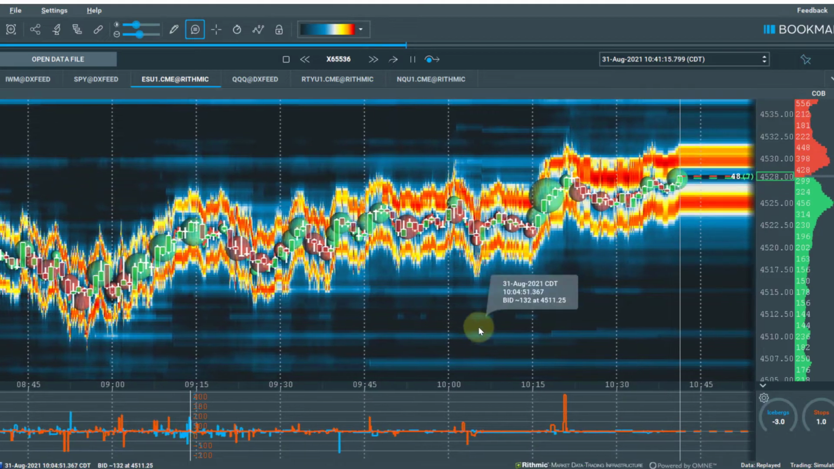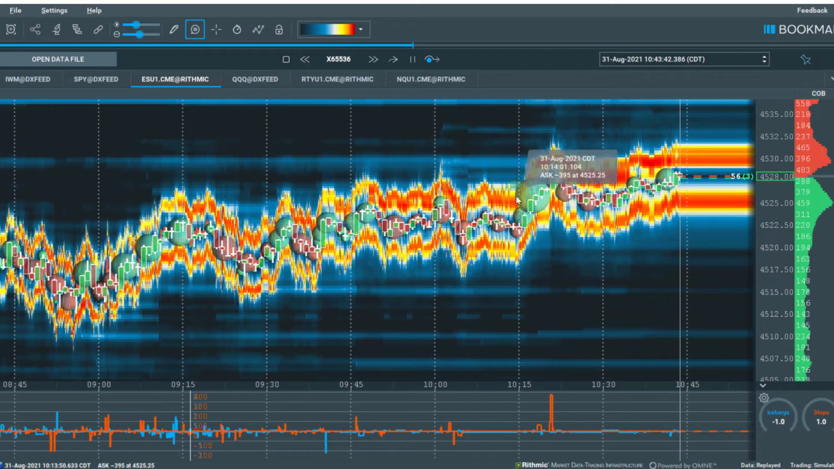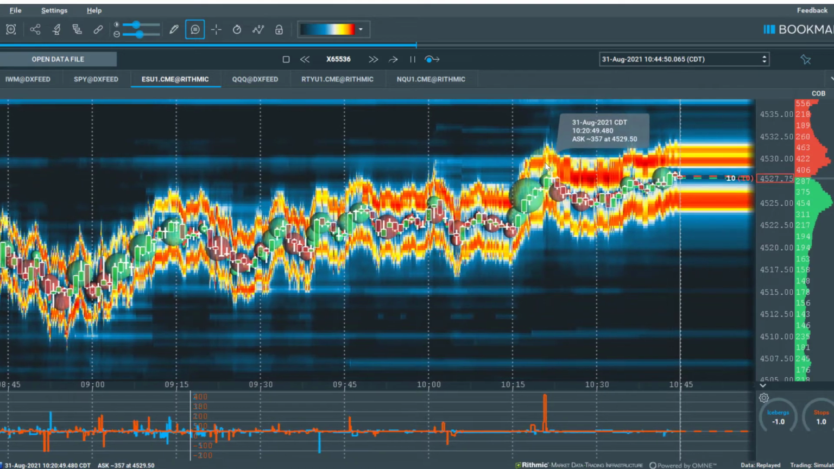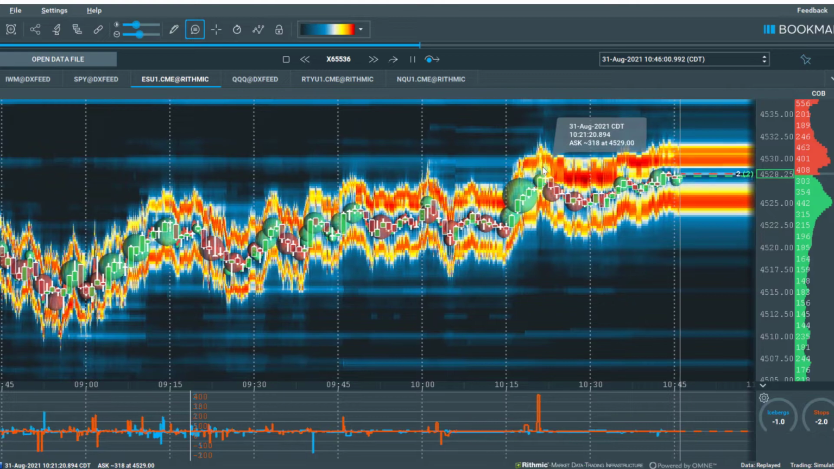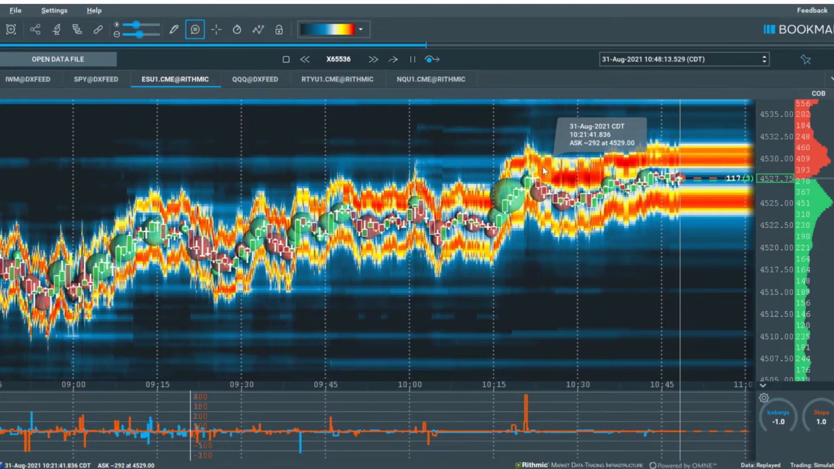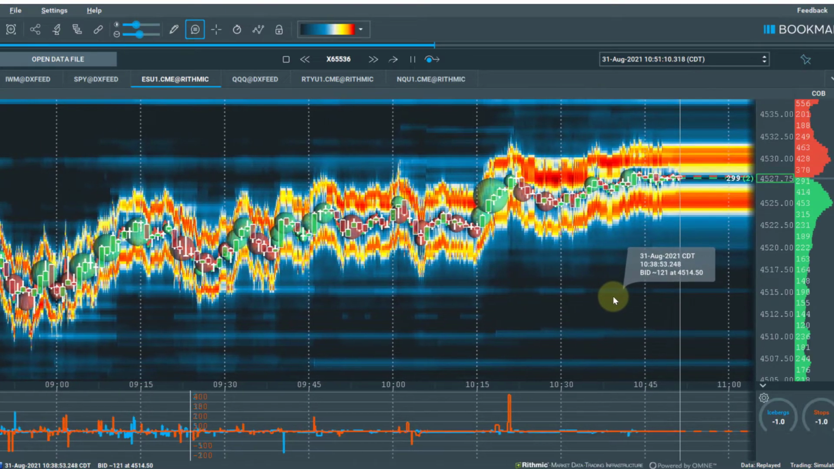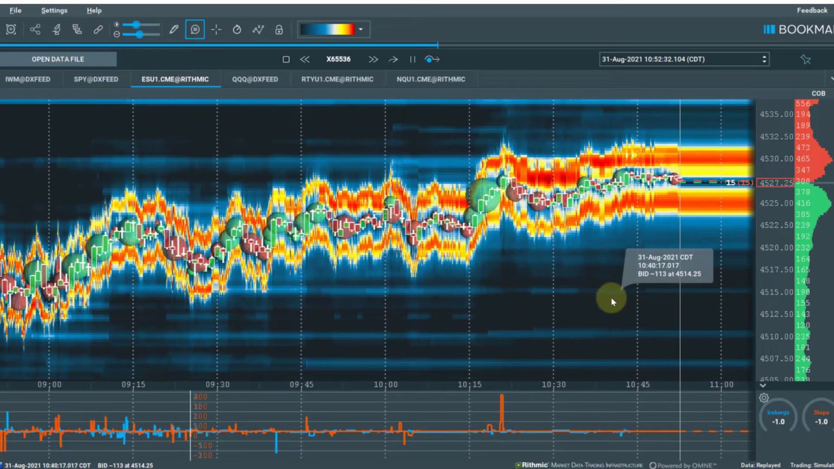And the good news about playing a stop run like this is, like I said, you can get in with a pretty tight stop yourself. So if you're wrong, hopefully you're taking a small loss, and if you're right, you're taking a bigger winner, something like 2-to-1 or more. And that's exactly what happened.